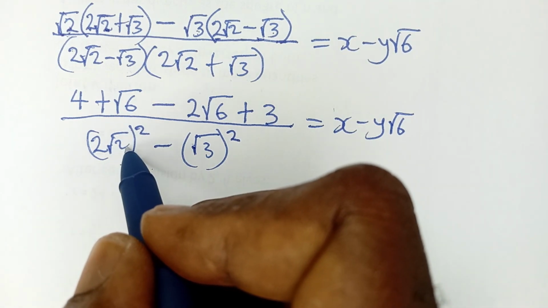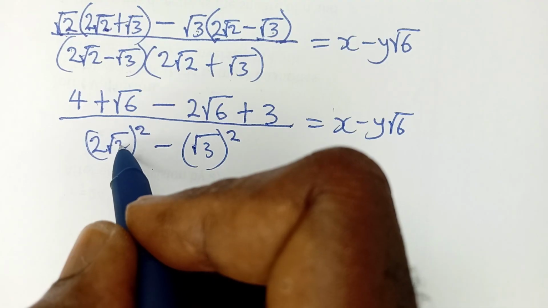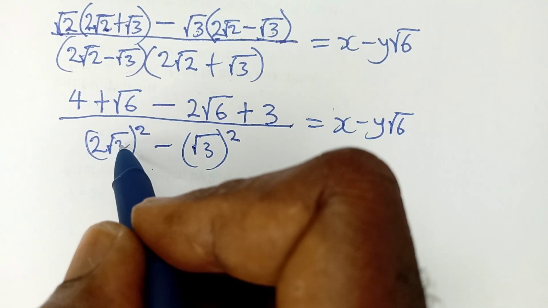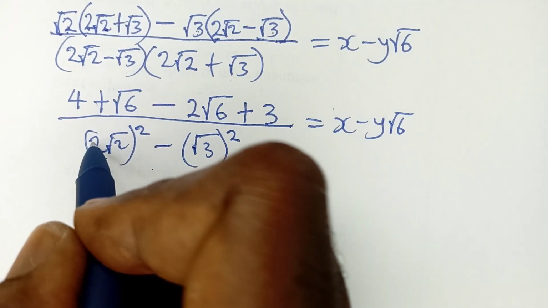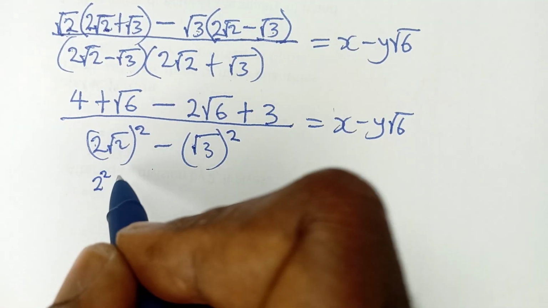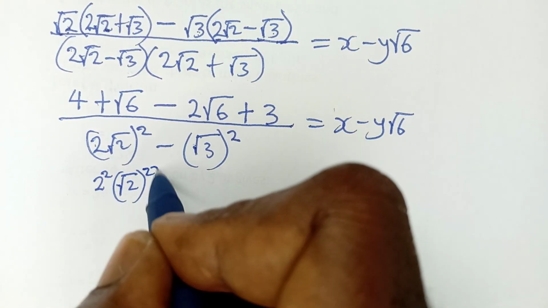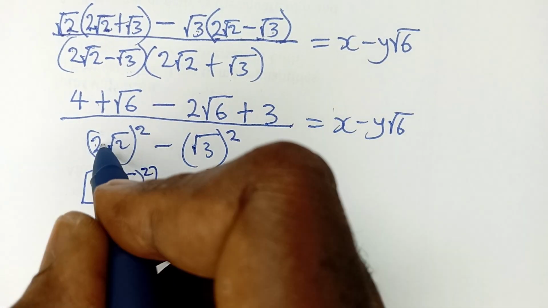Root 2 squared is simply 2, because root 2 multiplied by root 2 gives 2. So root 2 squared is root 2 times root 2, which will give us 2. And then this 2 multiplied by this will give us 4. So what we're having here is 2 squared and then root 2 also squared. That is what we have here when this expands.